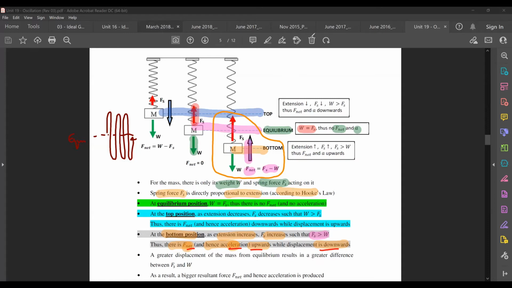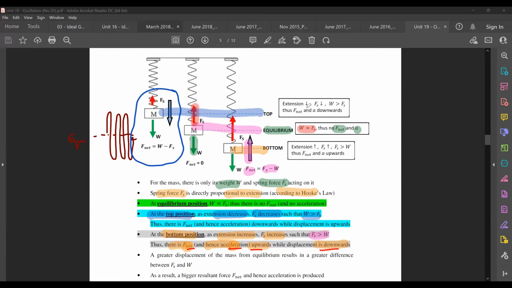Now, what about the case when the object is at the top position? What happens to the mass when it is at the top position? Your extension will decrease because you see, originally your mass was here, then suddenly you move up a little, your extension would decrease. So when your extension decreases, your spring force is now decreasing. Because your spring force decreases, weight is now more than your Fs.